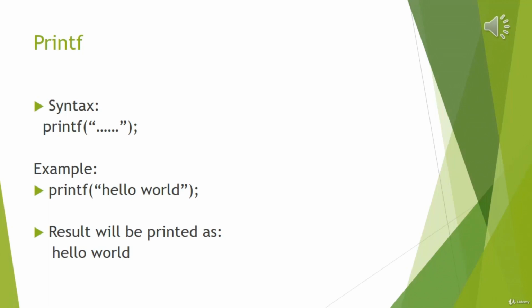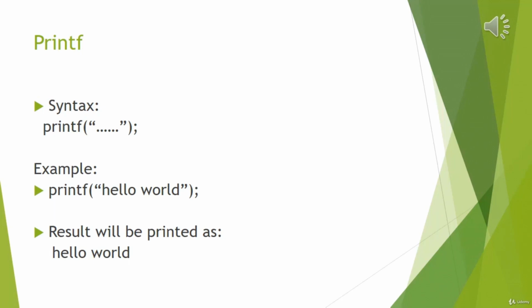For example, if we want to print hello world on the screen, we will write printf, then braces start, in between the inverted commas we will write hello world, and then braces closed, and we will end with a semicolon. So this means that it will print only the words hello world, and the rest of the command will be skipped. This is only to tell the compiler that we want to print hello world. So the result will be printed as hello world. The printf and the other things will be ignored.